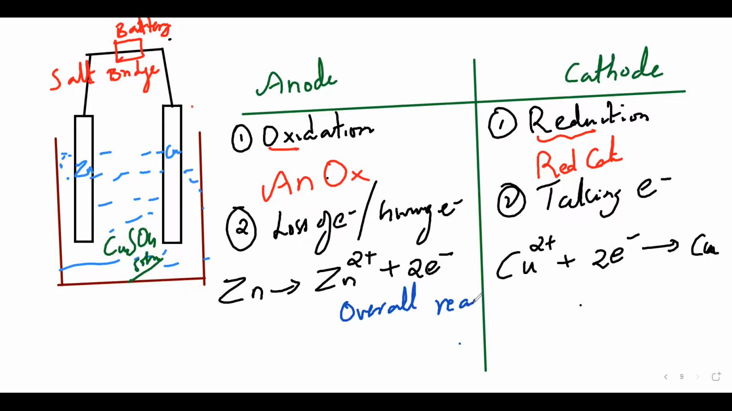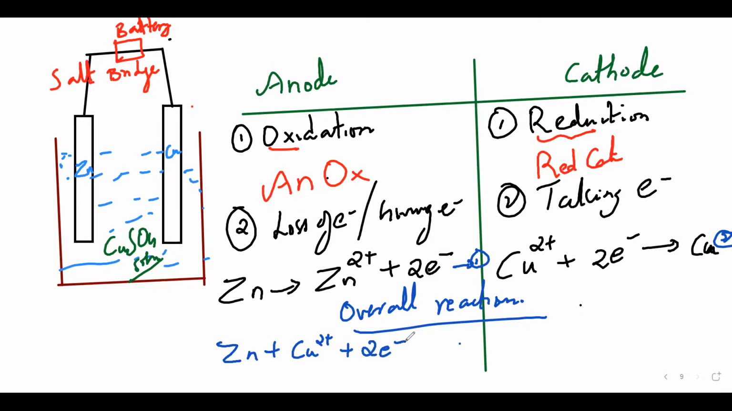Overall reaction in the sense we have to add everything. We have to add equation 1 and equation 2. So if I add this, I'll get what? Zn plus Cu2+ plus 2e-, which will give us Zn2+ plus 2e- plus Cu, so that I can cancel the same thing. 2 electrons to 2 electrons can cancel, and this is called my salt bridge.